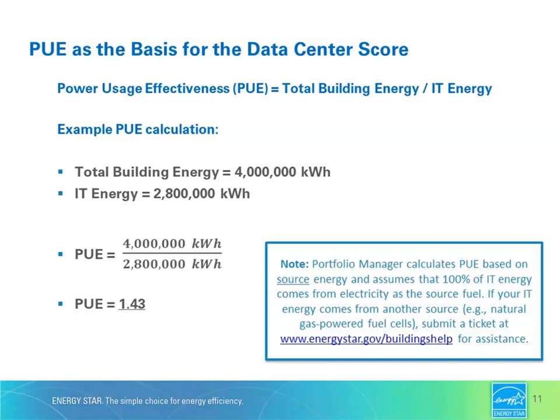And one quick note on this. Portfolio Manager uses source energy to calculate your PUE, and to do that, it assumes that 100% of your IT energy comes from grid electricity as the source fuel. This is true in most cases, but if your IT energy comes from another source, such as natural gas-powered fuel cells, that's a fringe case that needs to be handled a little bit differently. So if that's the situation you're in, please submit a support ticket explaining your situation through the help link provided at the end of the presentation, and we'll be able to provide you with assistance.